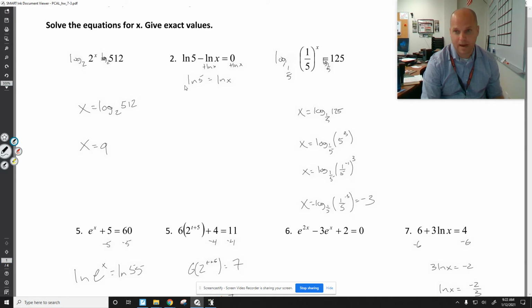And I could take e to the power of both sides. This is log base e, so to undo it, e to the power, e to the power. This makes sense. Now e to the natural log of 5 is just 5. e to the natural log of x is just x. This makes sense. Log 5 minus log 5 is 0.